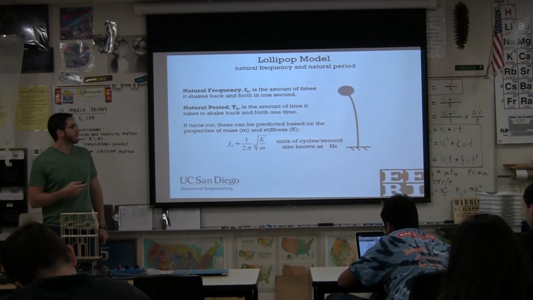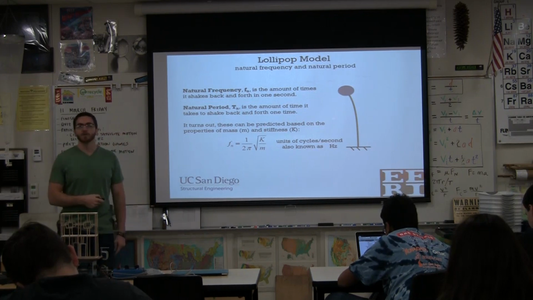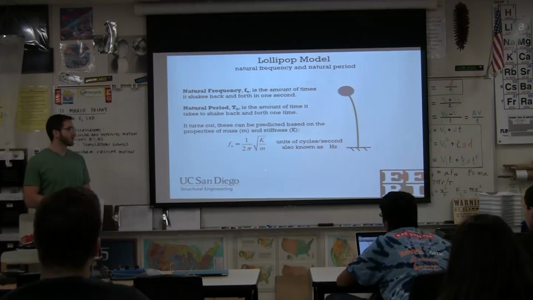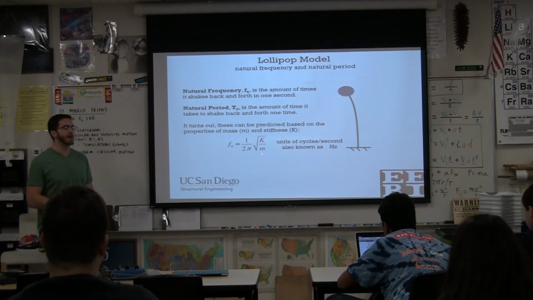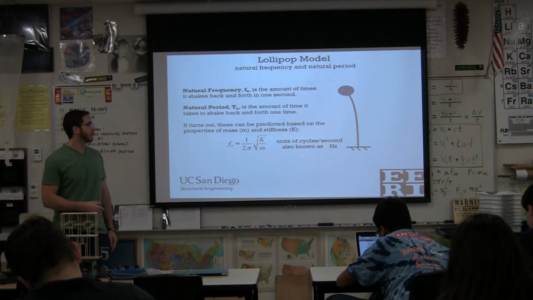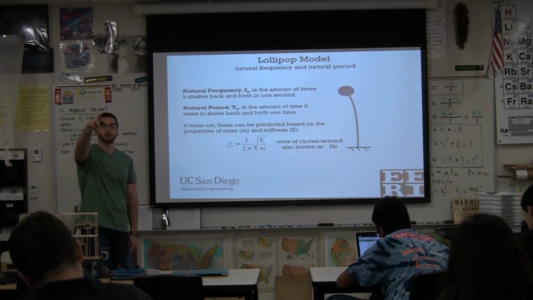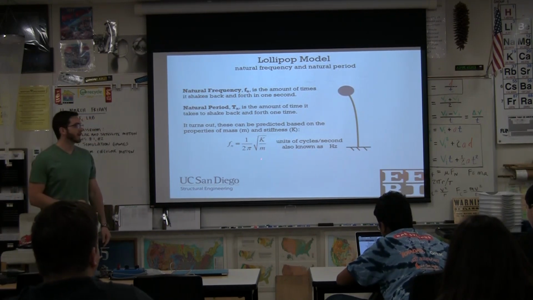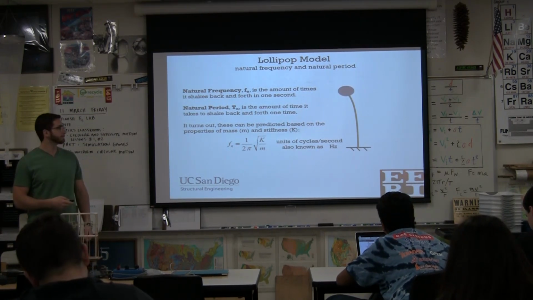Okay? So here's our equation for natural frequency: 1 over 2 pi times the square root of stiffness over mass. The units are in cycles per second, also known as hertz. Cycles per second is called hertz.